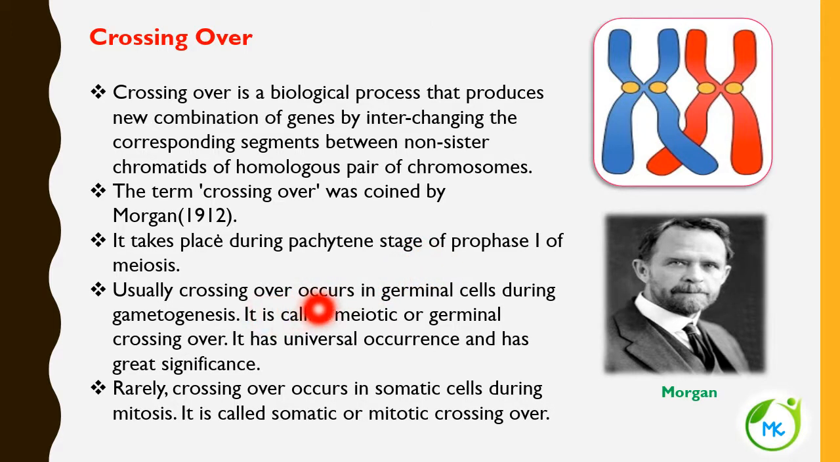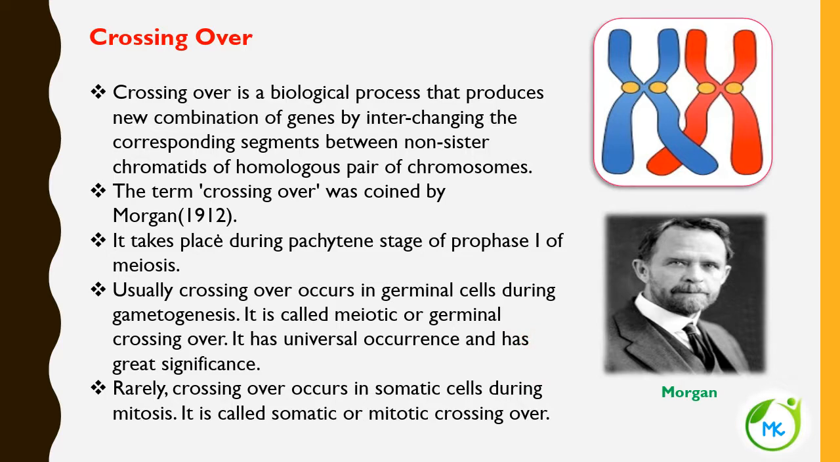As I already told you, usually crossing over will occur in the germinal cells. Germinal cells are the reproductive cells or sex cells. The process of formation of gametes is called gametogenesis. Since crossing over takes place during gametogenesis, this kind of crossing over is also referred to as meiotic or germinal crossing over. It has universal occurrence and great significance. Rarely, crossing over can occur even in somatic cells during mitosis. When crossing over occurs in somatic cells during mitosis, that kind of crossing over is called somatic or mitotic crossing over.